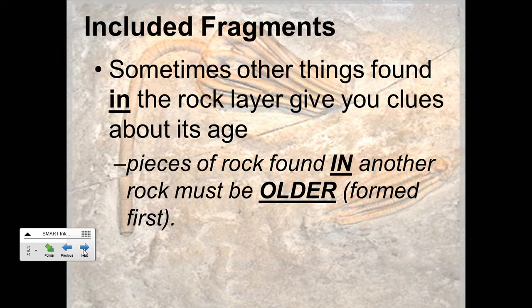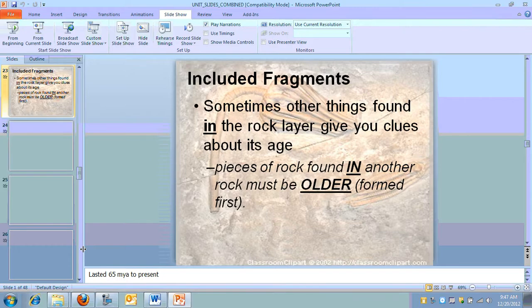Included fragments. Sometimes other things found in the rock layer give you clues about its age. Pieces of rock found in another rock must be older or formed first, because you can't have something in something if it's younger.